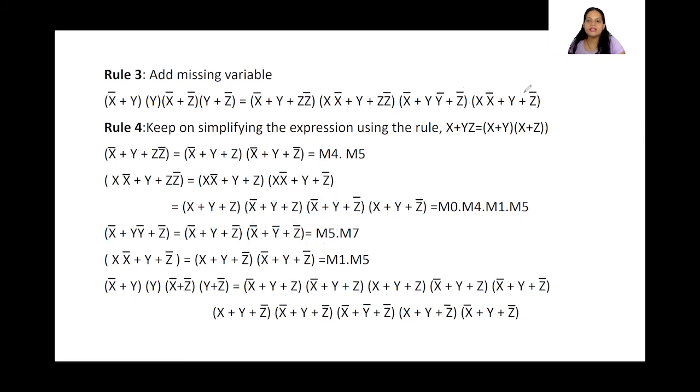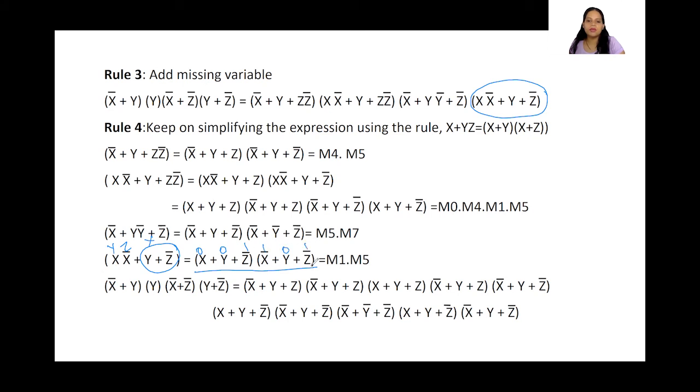Okay. Next, let's take the last term, which is x bar plus y plus z bar. Now, when we simplify this again, this becomes our x, and this is our yz. When we multiply using the distributive law, we will get this particular statement. Now, this is 0 0 1 and 1 0 1.